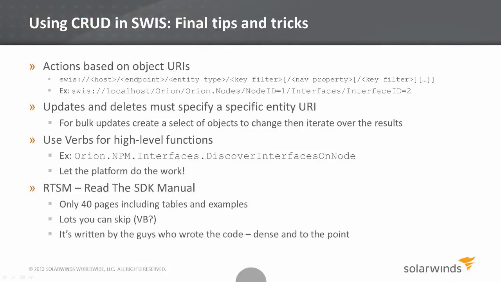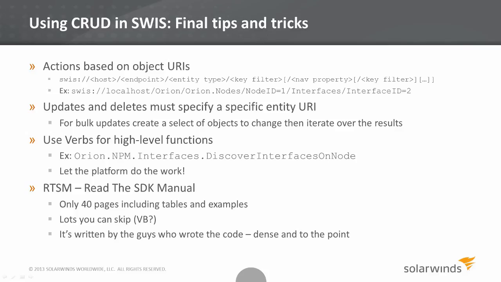So again, just a quick summary there. The actions, again, are based on object URIs. They're really easy to look up, and they're in the documentation. Definitely check that out. You can only specify a single entity per URI. So if you need to make a bulk update, you'll first want to do a select, get a list of objects, and then iterate over the results to make all of those changes. Definitely use verbs for high-level functions. Things like discover interfaces on node are built in there for you, so you can let the platform do the heavy lifting. And then the last thing is definitely RTFM, read the SDK manual.